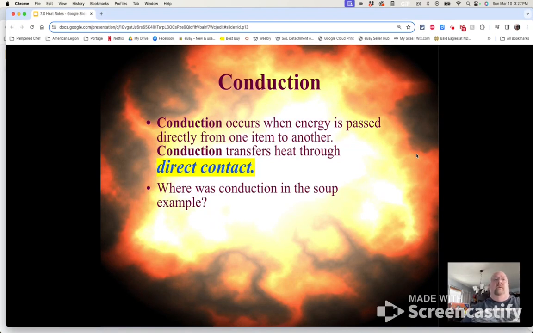Part of it happens due to conduction. Conduction occurs when energy is passed directly from one item to another. Conduction transfers heat through direct contact. So, where was the conduction in the soup example? Right. The soup was sitting on a cooler table, or the bowl of soup. The heat from the bowl went down into the table. So it's transferring away from the soup into the table, which cools the temperature of the soup down.